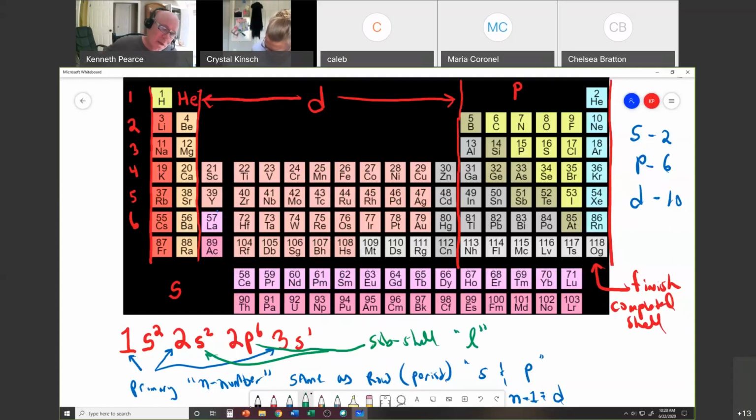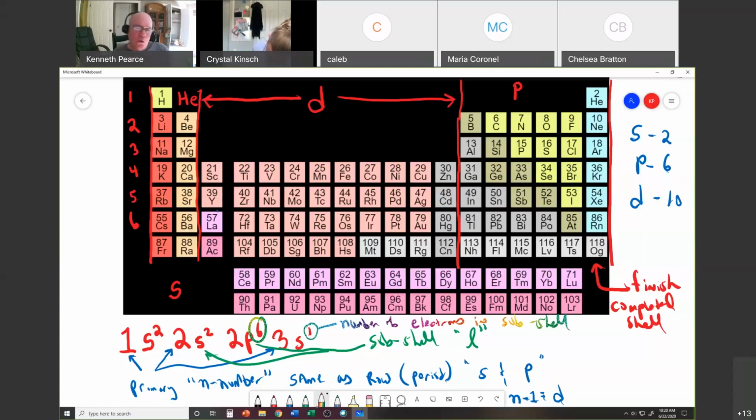Now, this is what causes a lot of people confusion, right here. You see that 6 and you see that 1. Those don't mean anything mathematically. They just mean number of electrons in the subshell. That's all they mean. Number of electrons in the subshell.